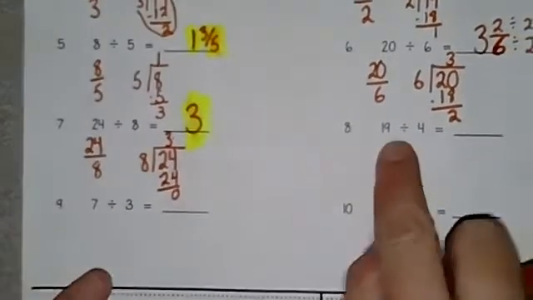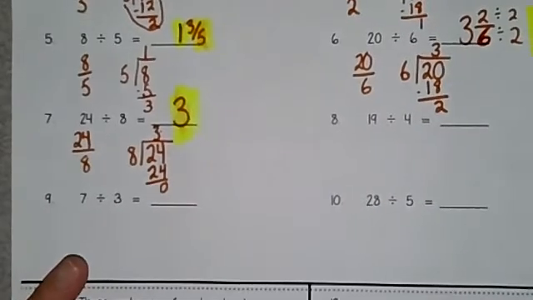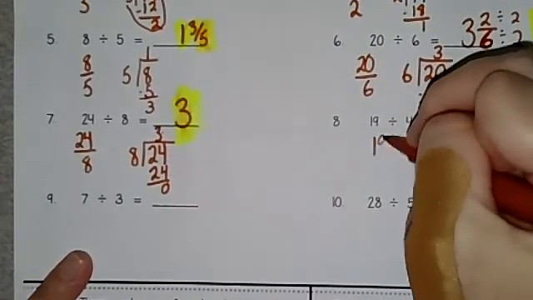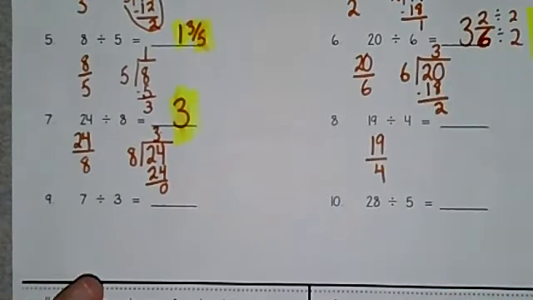All right, Malachi, how do I write 19 divided by 4 as a fraction? Very good, 19 fourths. What do I do now, Malachi? I got to turn it into a mixed number.